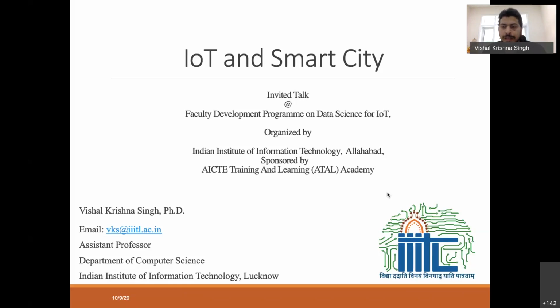IIT Lucknow. I have worked in the area of wireless sensor networks, IoT, and machine learning for quite some time now. So today, for today's session, I will be discussing IoT and smart city. I will start with some of the fundamental concepts of IoT, which have paved the path for the concept of the smart city, as we know.